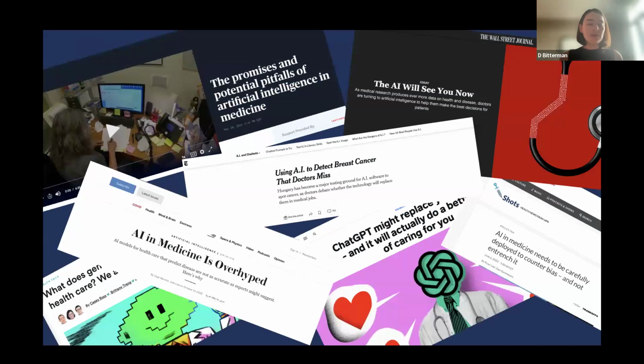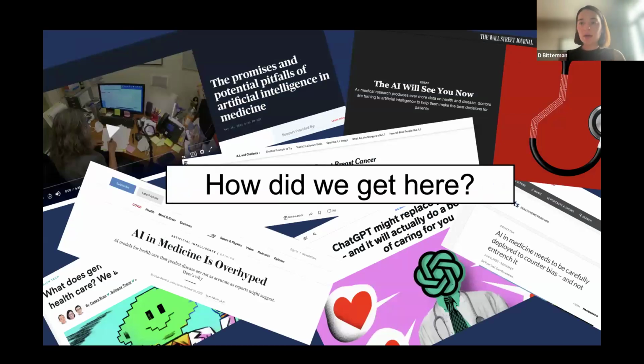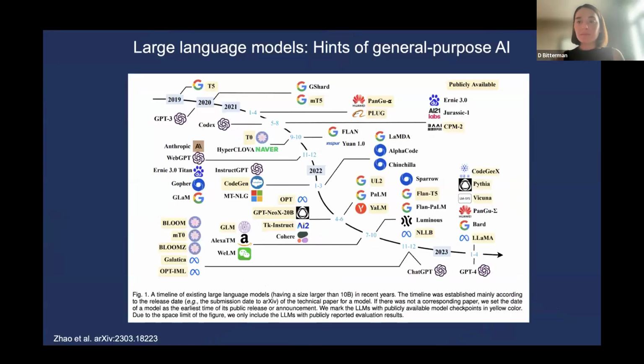So in the past couple of years, there's been a huge amount of hype about AI. How did we get here? Why has there been so much excitement about this? I think it's because with the advent of large language models, either the models underlying things like ChatGPT, we are starting to see hints of general purpose AI.